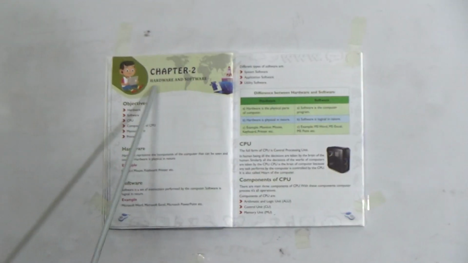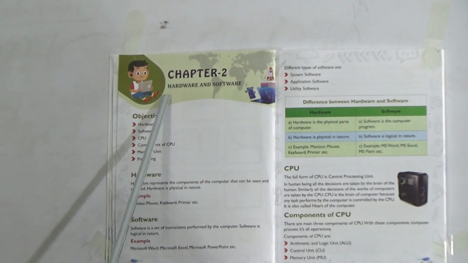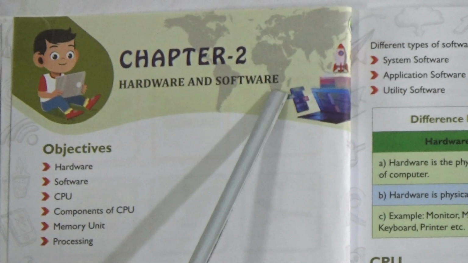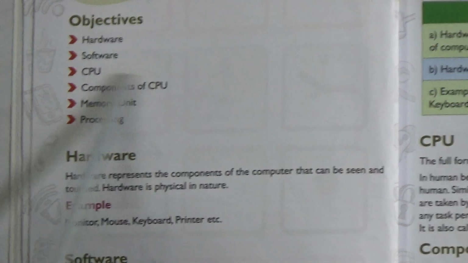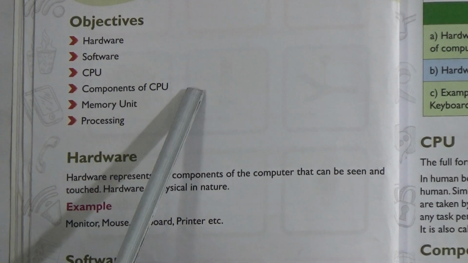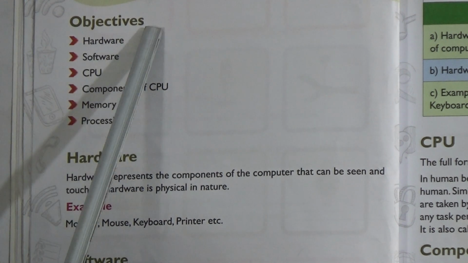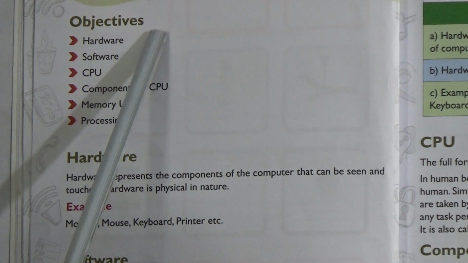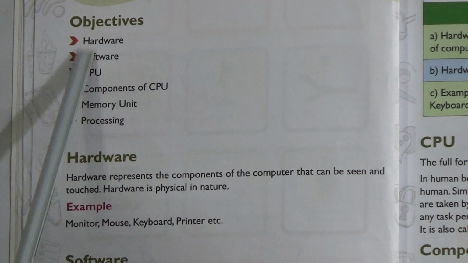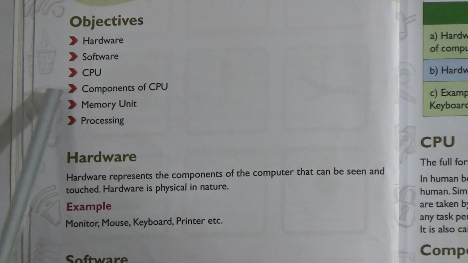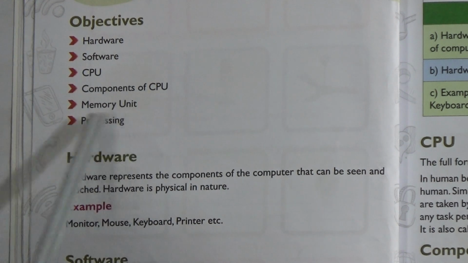Okay, chapter 2, hardware and software. Today we will discuss the hardware and software of a computer. Now the objectives: hardware, software, CPU, components of CPU, memory unit and processing. Objective means what we learn from this chapter about these topics.